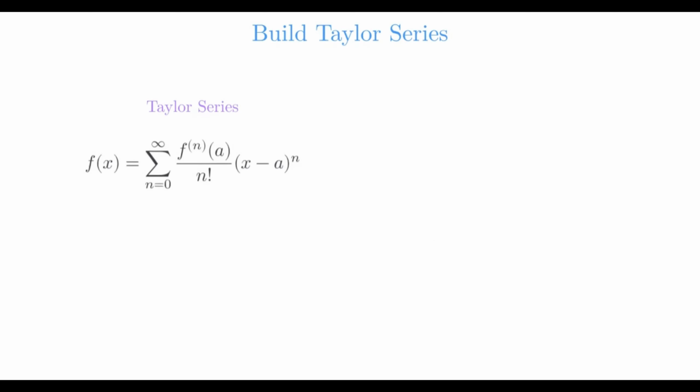We'll build a polynomial that matches a function's value, slope, curvature, and every higher derivative at a single point. We'll derive the formula, then apply it to e to the x at a equals 0. Finally, we'll watch how adding more terms makes the polynomial hug the curve further and further out. Let's work through it on the diagram.